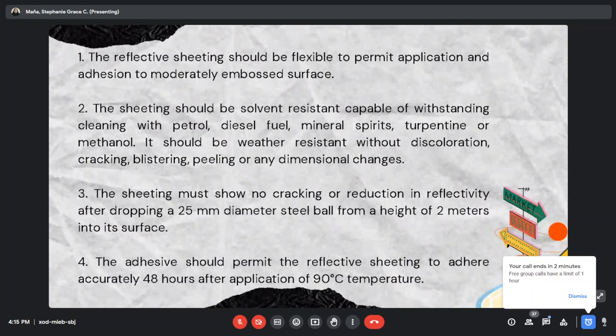So the next one is the sheeting must show no cracking or reduction in reflectivity after dropping a 25 millimeter diameter steel bar from a height of 2 meters onto its surface. Number four, the adhesive should permit the reflective sheeting to adhere accurately 48 hours after application at 90 degree temperature. Next slide po.